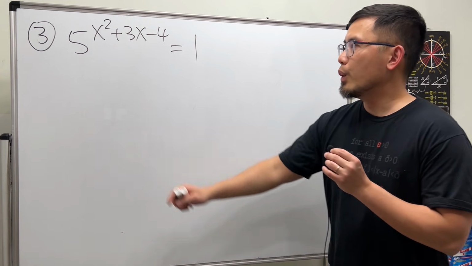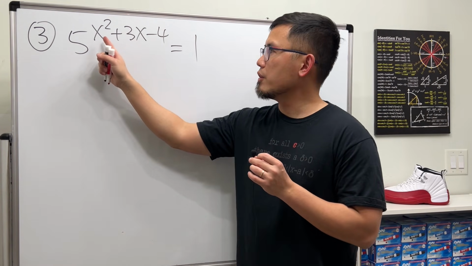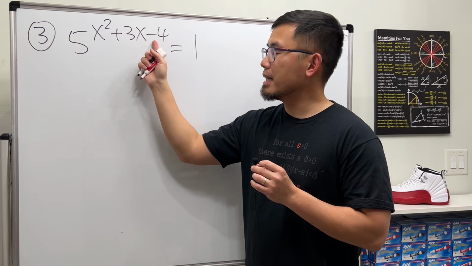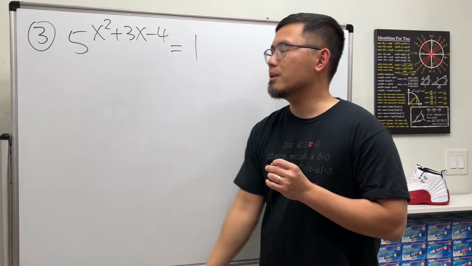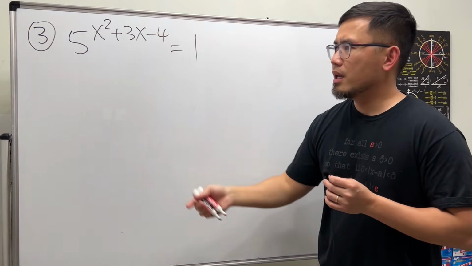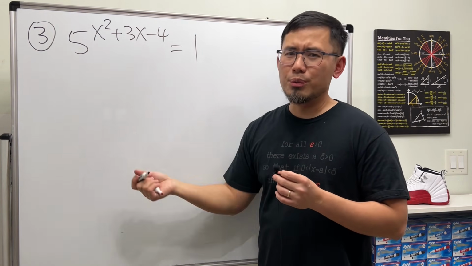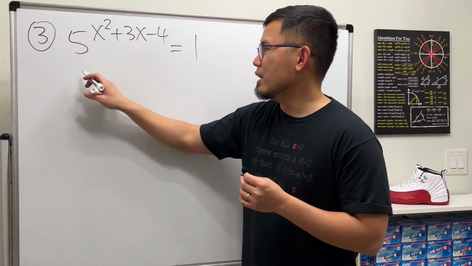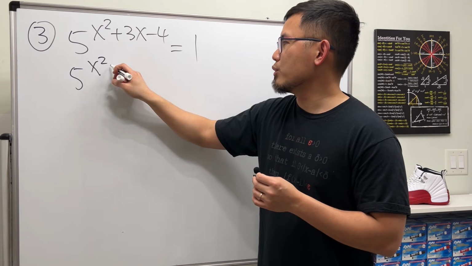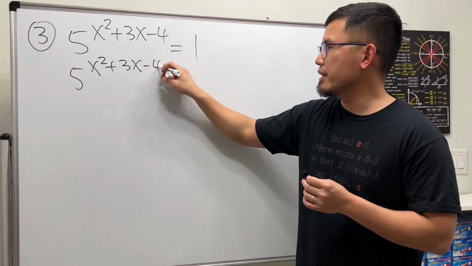Now, for number 3, we have 5 raised to the power of x squared plus 3x minus 4. All this right here is the power, and that's equal to 1. The 5 we cannot really break down. It's like 1 times 5, right? So this is just how it is. Nothing too much we can do. Let's just write it down.